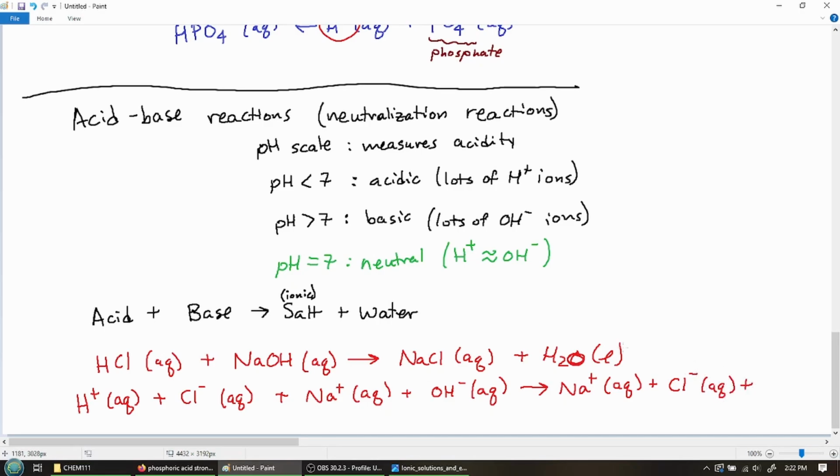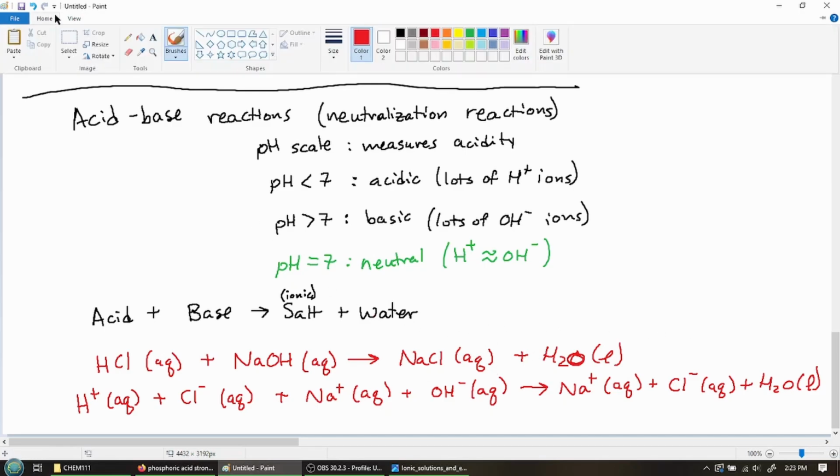And what are we left with? Well, this water here, water is just going to be water. And there may be a parallel reaction here where certain water molecules are splitting apart into H+ and OH-, but then also they're recombining as well. So in this case, we're not even going to worry about that. We're just going to say that we get H+ Cl- plus Na+ OH- forms Na+ Cl- plus H2O in liquid form.